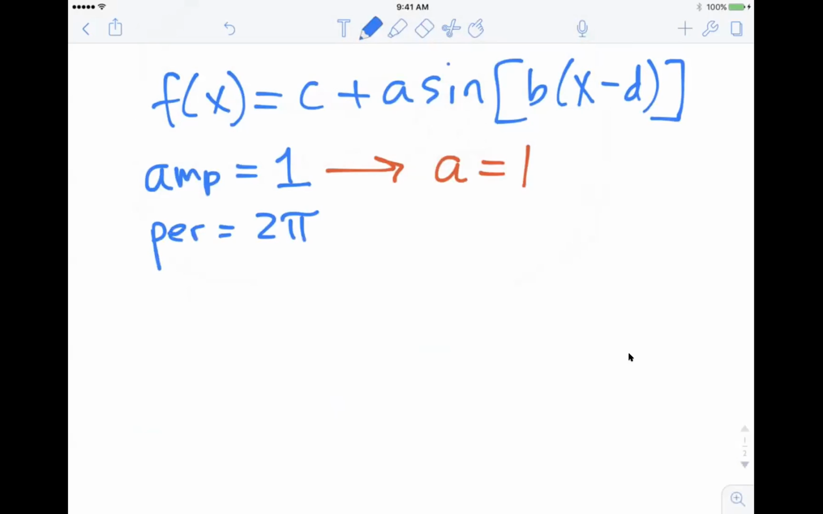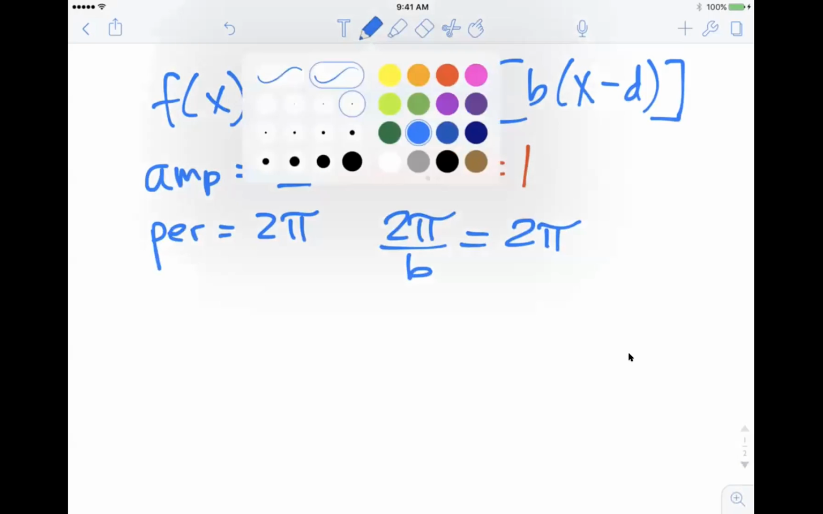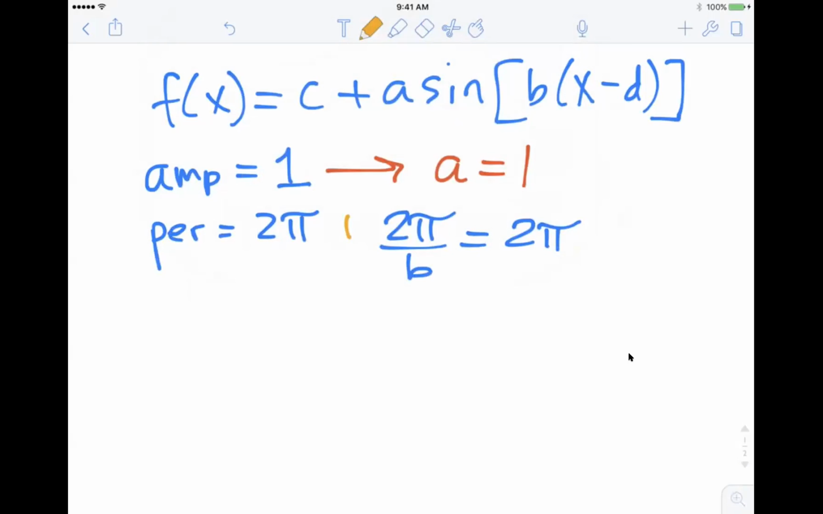Now, B has to do with period, but it's not equal to the period. So I can't just simply go B equals 2 pi. I wish that would be nice and simple, but there's a formula, right? What I have to do now is take the formula 2 pi over B and set it equal to what I identified from the graph as the length of a cycle, which is 2 pi, and then solve that equation, right? In solving that equation, the technique in general, this one you might be able to just do in your head, but in general, you're just going to multiply both sides by B, right?